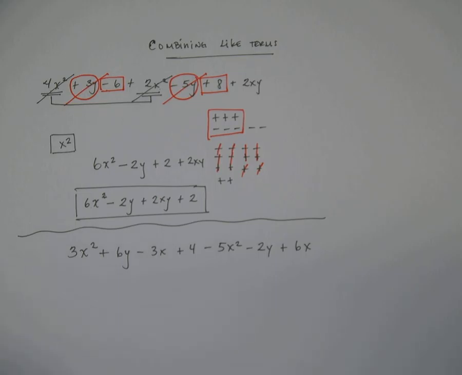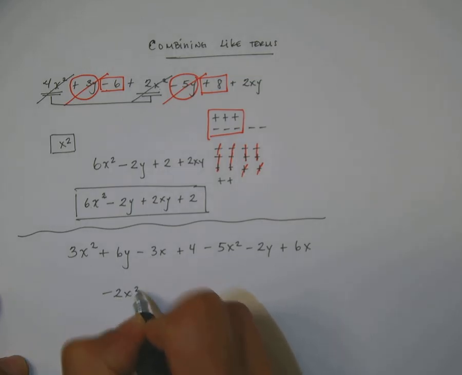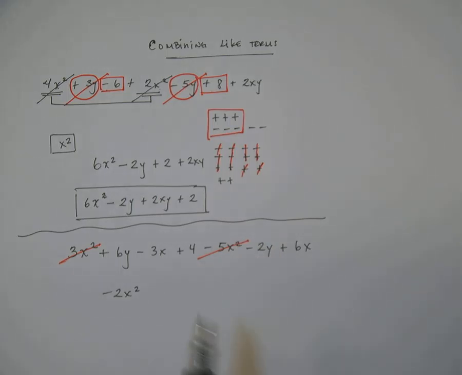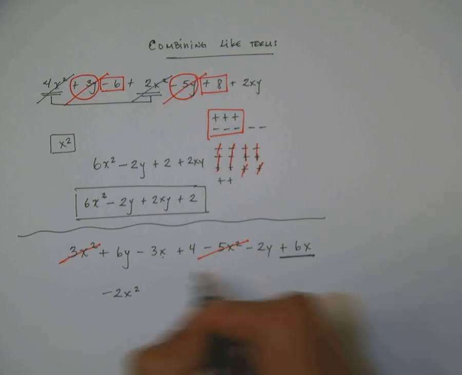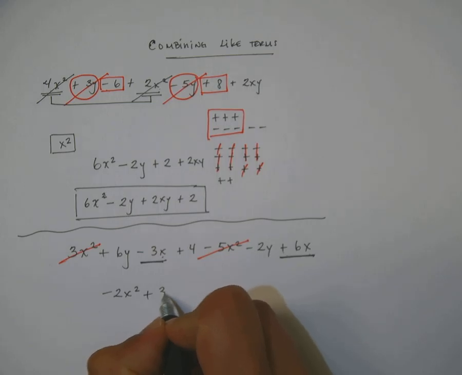So again, when we do that, combine 3x squared minus 5x squared, you should get negative 2x squared. That takes care of this one. Negative 3x, positive 6x right here. There's a plus sign in the front. So negative 3 plus 6, that's positive 3.